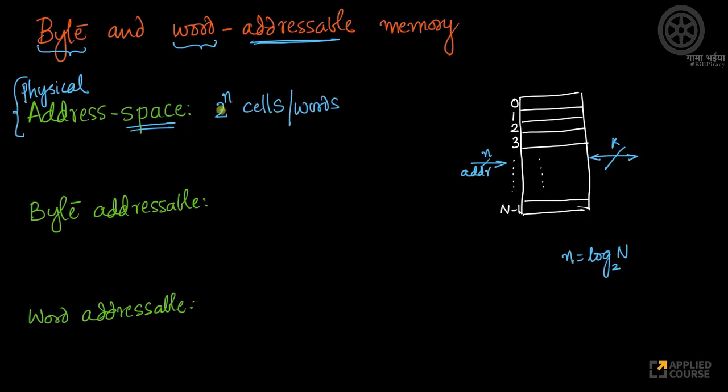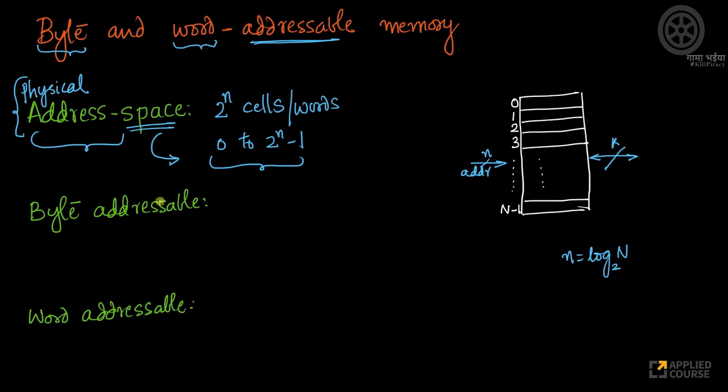Suppose you have a memory which has 2 power n cells. Then how many addresses can you have? You can have addresses from 0 to 2 power n minus 1. These are all the addresses that you can send to the memory chip itself. So this is what is called address space. Address space is the set of all the addresses that you can have for a given physical memory chip. So this is one concept.